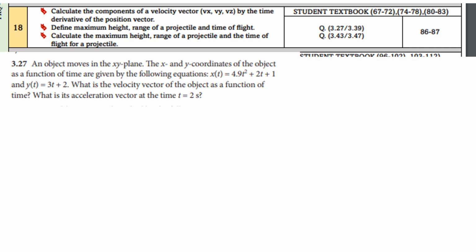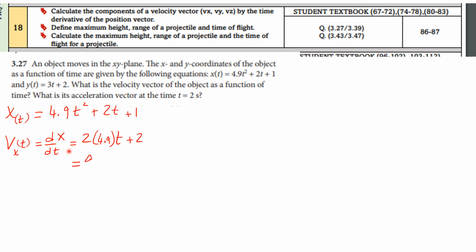Moving on to this question. 27. An object is moving in the xy plane where the x and y of the object as a function of time are given by the following equations: x equals 4.9t squared plus 2t plus 1, and y as a function of time is 3t plus 2. So what's the velocity? Again, we have the x component and y component, asking for the velocity, and then it asks for acceleration. So that's the main function.